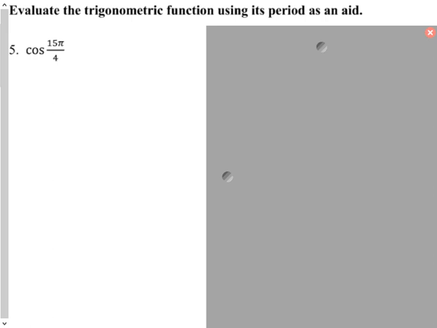Evaluate the trig function using a period as a name. So what it wants us to do is to get this angle here so that it's between 0 and 2π, right? And then we can figure out the value once we have it there. I do not have this on my chart, but I'm asking myself, is it too high or is it too low, right? 15/4 is almost 4, right? This is 3 3/4. So it's too high. So I need to subtract 2π from my angle.